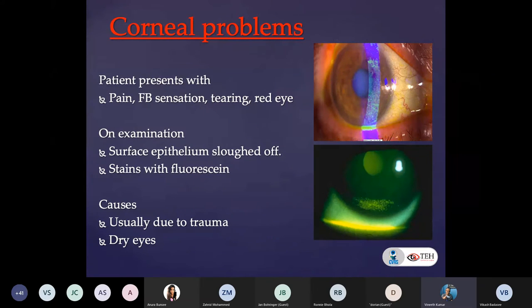Moving from the conjunctiva, we have our friend the cornea. The cornea, as we all know, bends the light 66% of the time; a third of the light is bent by the lens. The corneal problems are significant, and it has plenty of nerve fibers, so erosions of the cornea produce a lot of discomfort for any patient. They commonly present with pain, foreign body sensation, excessive watering, and invariably a red eye.